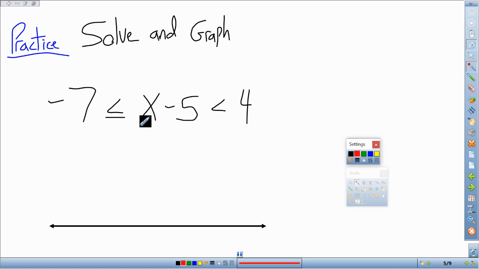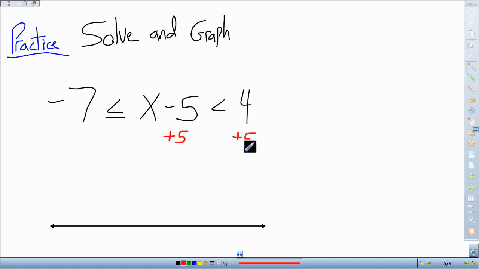All right, so same idea. I need to get rid of this -5. We'll do that by adding 5. I need to do it to both sides of both inequalities. Okay, so it looks like I'm getting a -2. No reason to flip this. I just added a number. 5s are gone. I have x by itself, and it looks like I have less than 9 here.